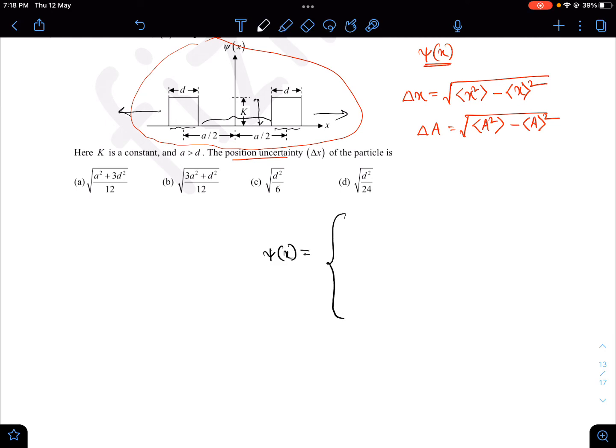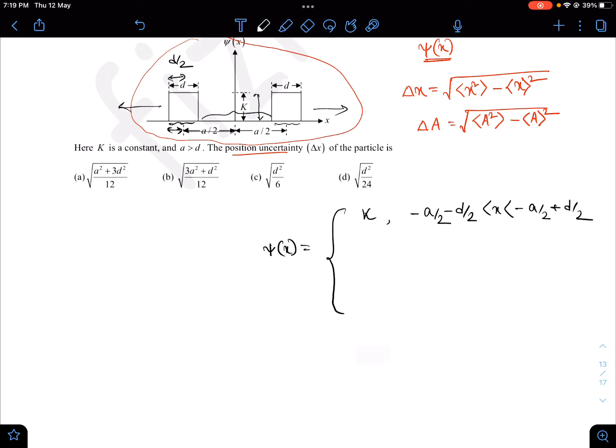First write down the value k. It has the value k for minus a by 2. This is minus a by 2, and this is d by 2, so we have to take account of this part also. So it is k for minus a by 2 minus d by 2 to minus a by 2 plus d by 2. In this region it has the value k, and now we have to write the value 0.